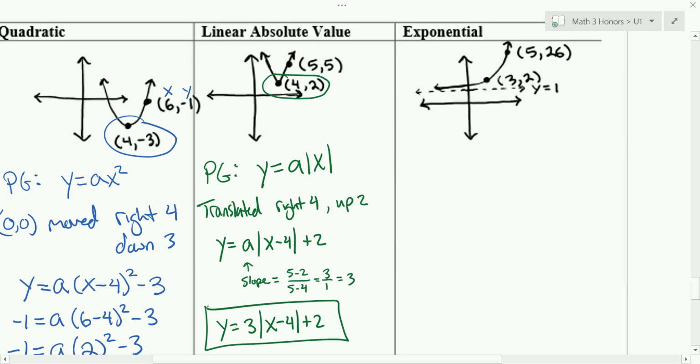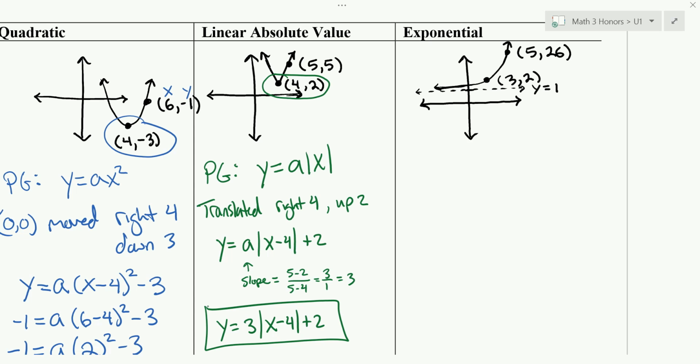Okay, so you should get y equals 3 times the absolute value of x minus 4 plus 2. So you start with the new translated form, and then you're looking at the slope of the right-hand side. I use the slope equation, but you could use rise over run. You should get 3 over 1.